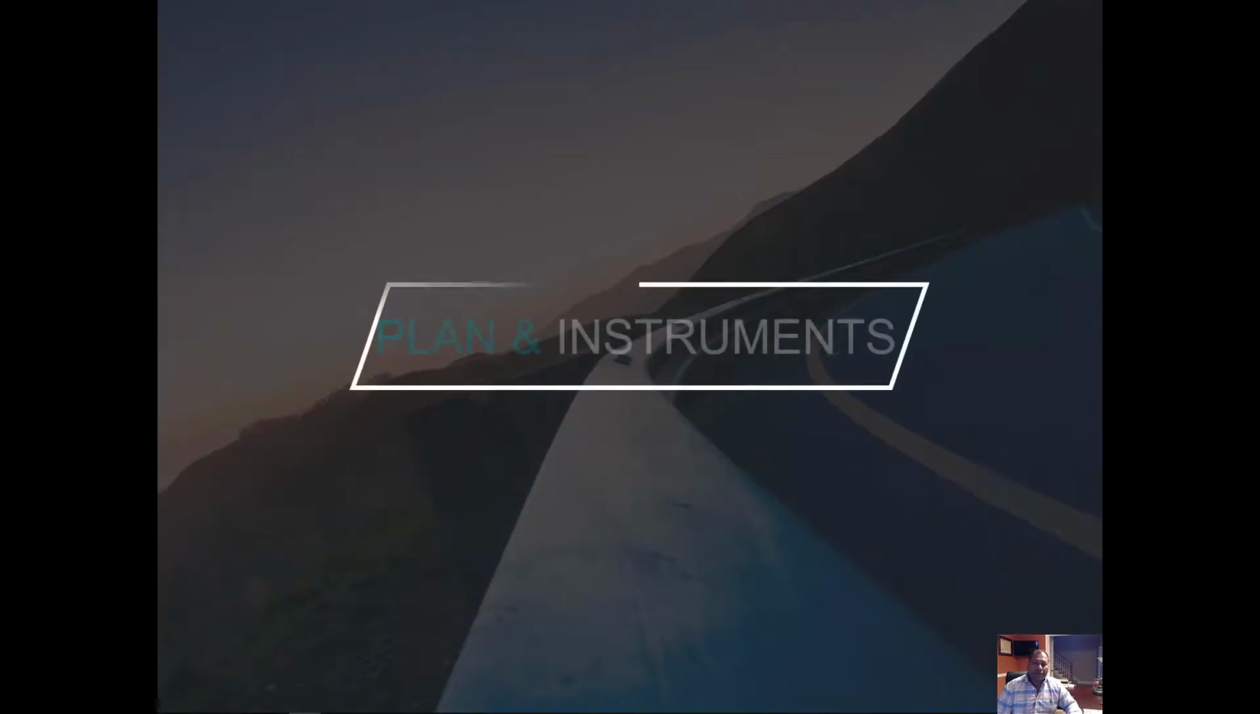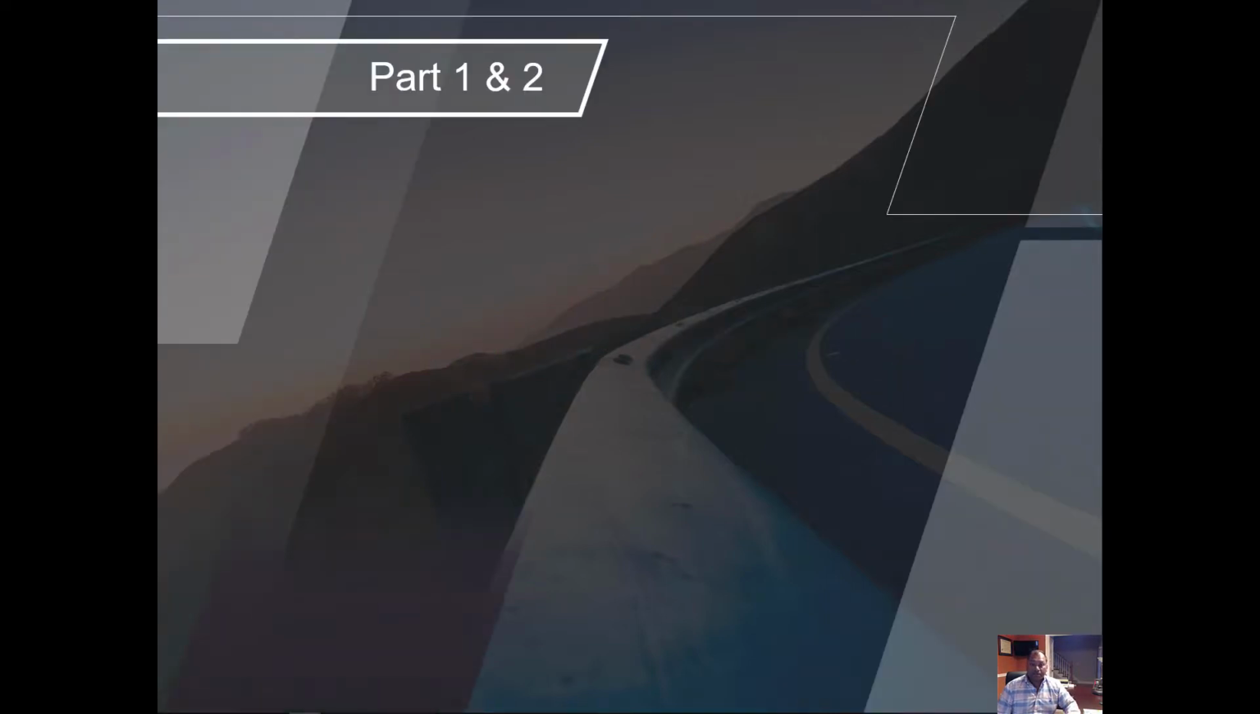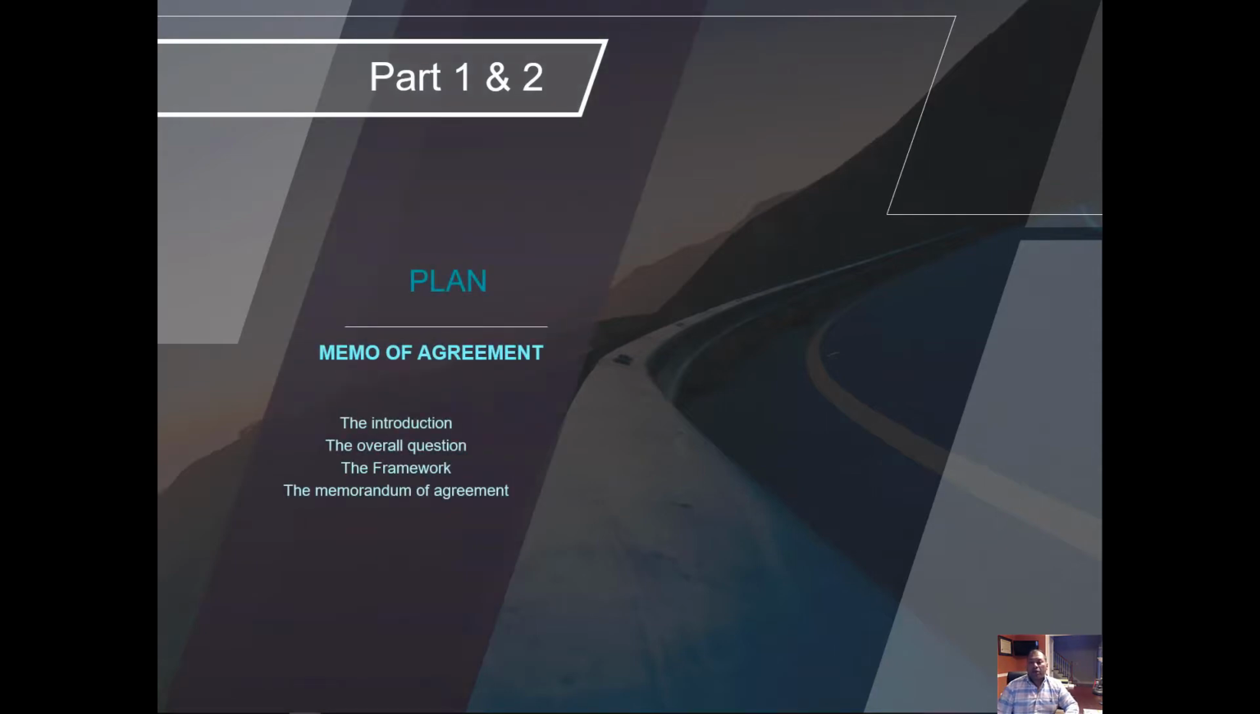So let's dive in. As far as the plan and the instruments, which is the part 2, and at this point you all should have experienced that. So let me put it into context. The first part, which is what you did at the beginning of the semester, the memorandum of agreement, is what many of you will remember. That, in reality, again, is almost like a contract, if you will.